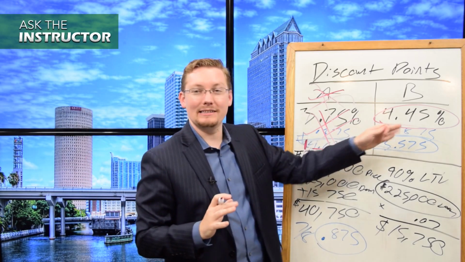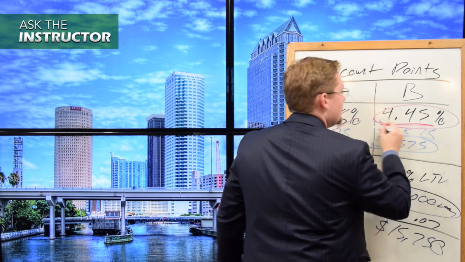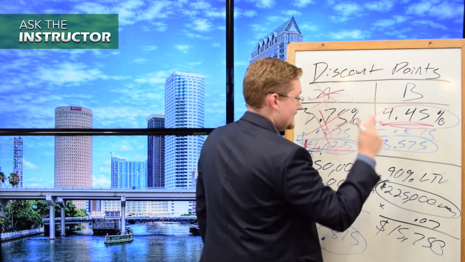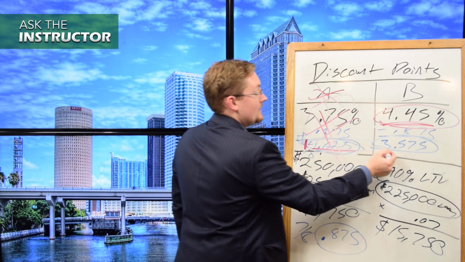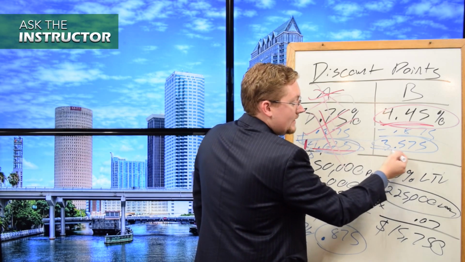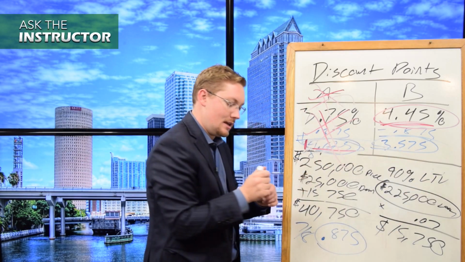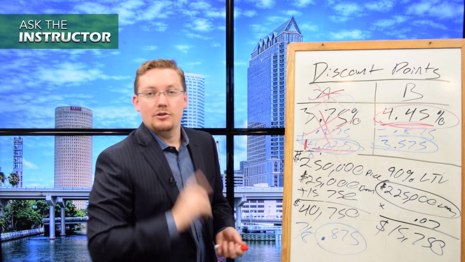You only want option B, because option B is the 4.45%. And if you were able to pay perfect discount points where it decreased the interest rate, you'd only be paying 3.575% if you paid that $15,000, not 3.75%. So that's just one scenario.